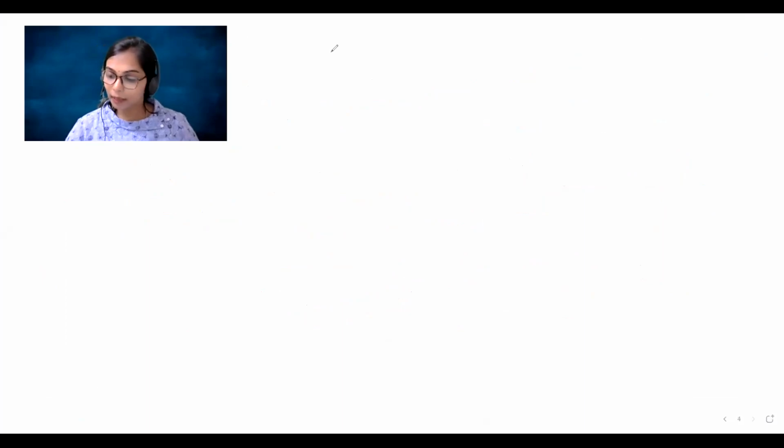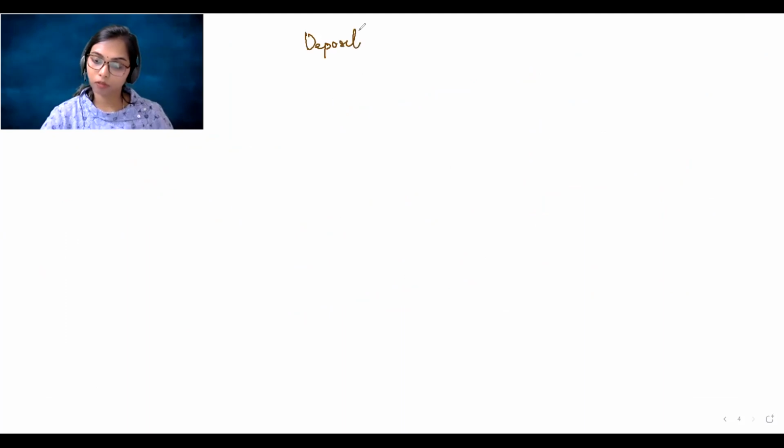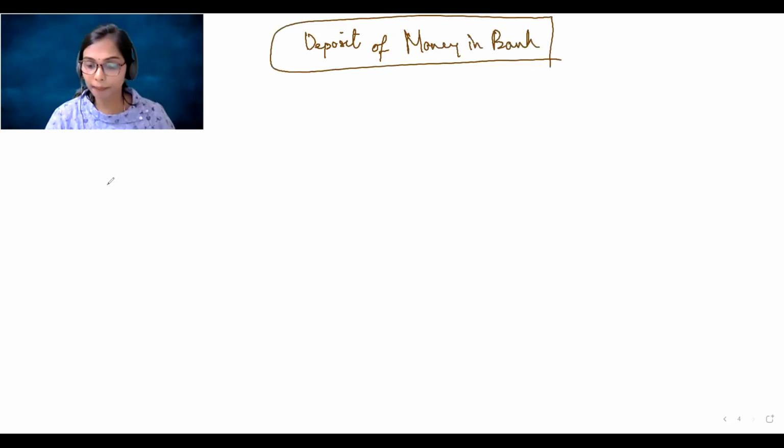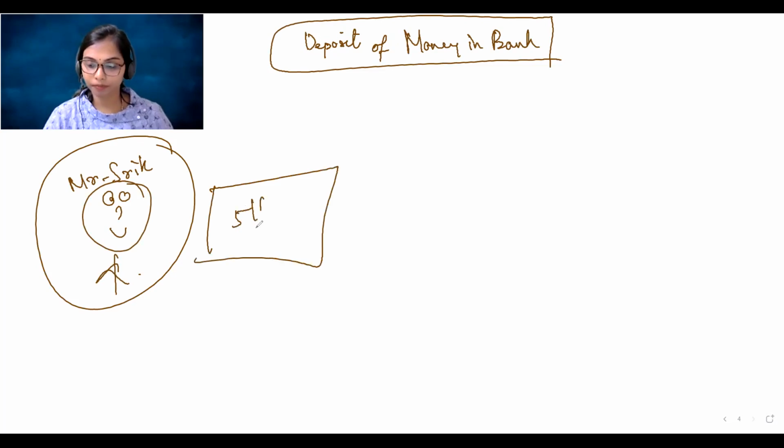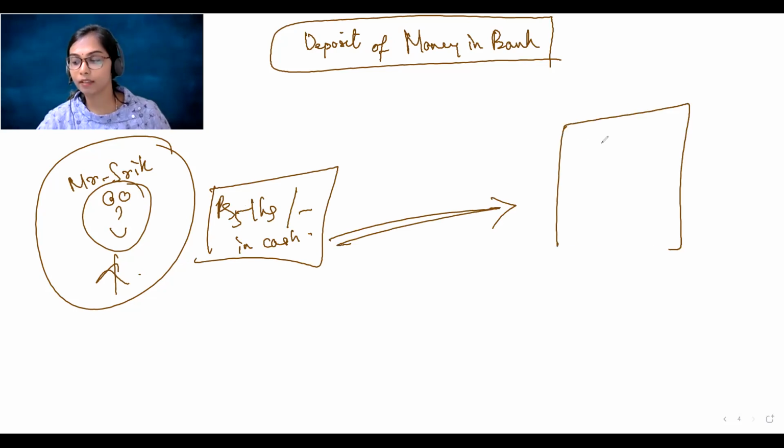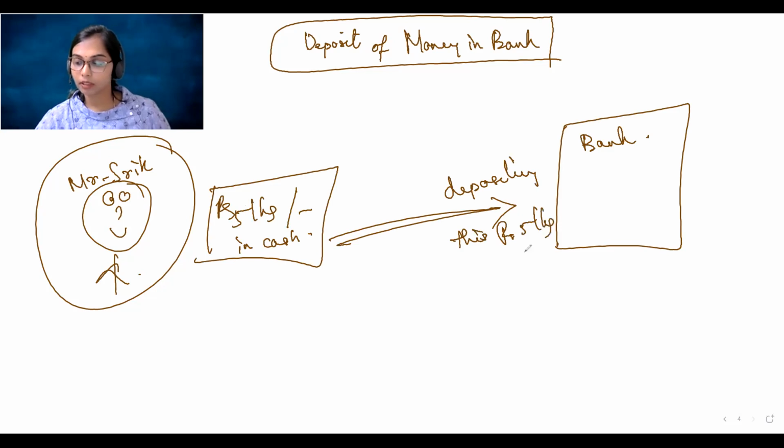Now this example is about deposit of money in the bank. That is the scenario. Okay, now what has happened is, this is Mr. Shriek. Mr. Shriek has 5 lakh rupees with him in cash. He wanted to keep it safe, so he went to the bank and deposited these 5 lakh rupees to the bank.